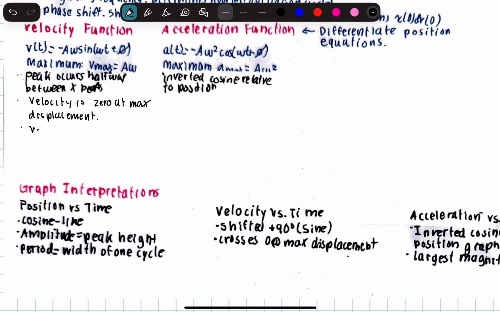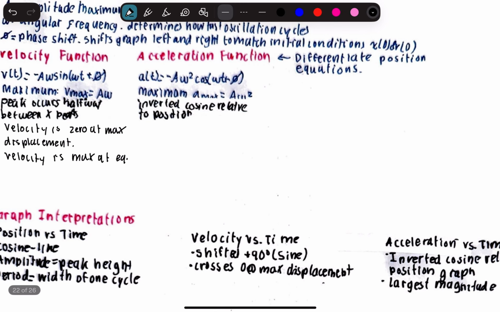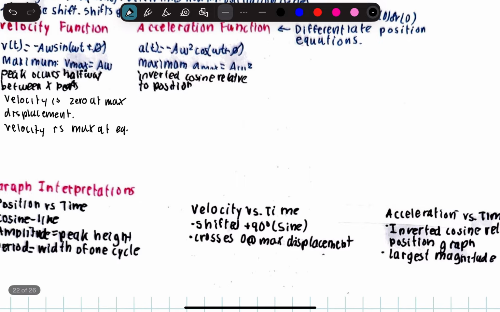And we also know that the velocity is max at the equilibrium. Now for acceleration, we have a of t is equal to negative amplitude omega squared times cosine of omega t plus the phase shift. And the key simple harmonic motion defining relationship is a is equal to negative omega squared times x.